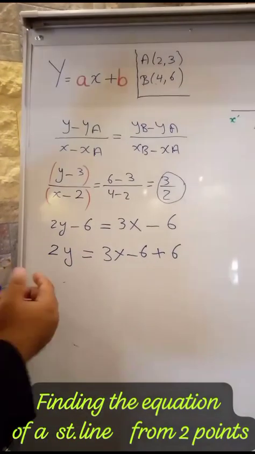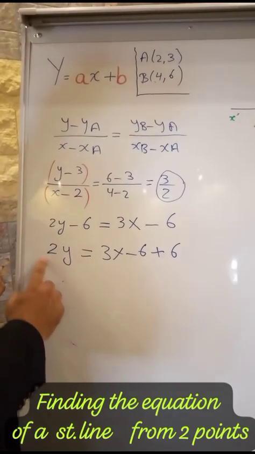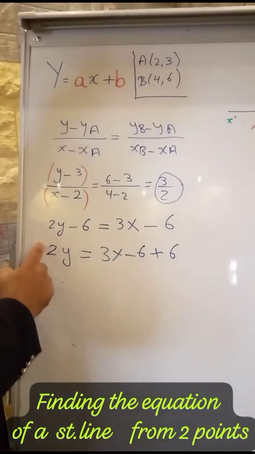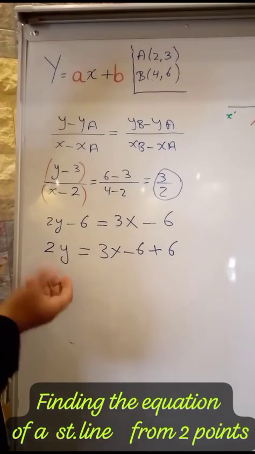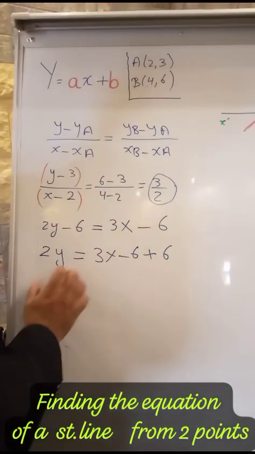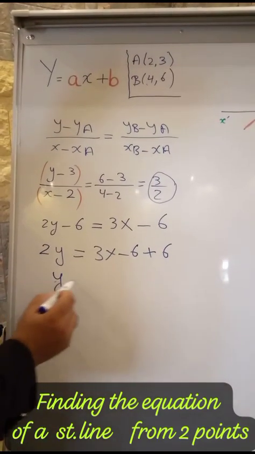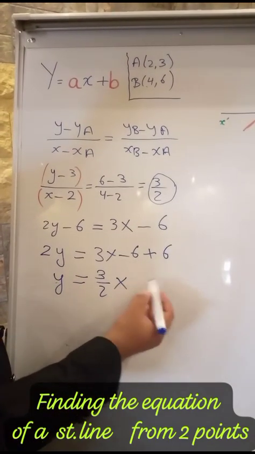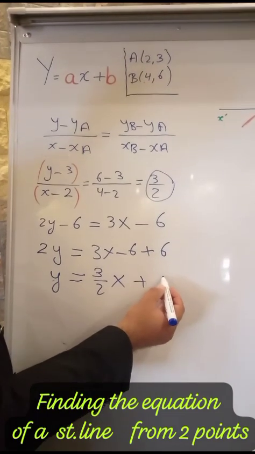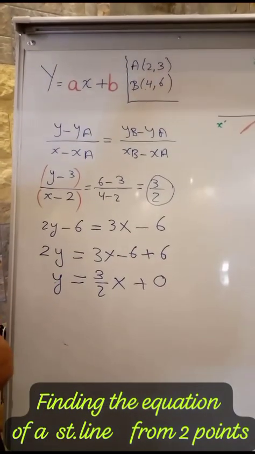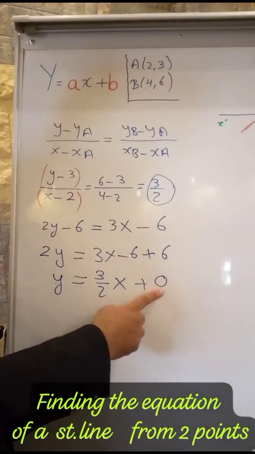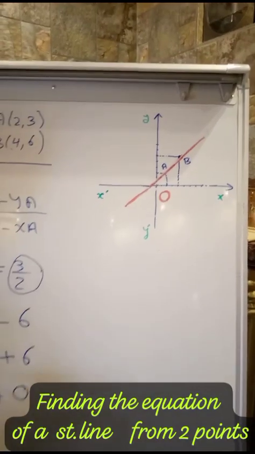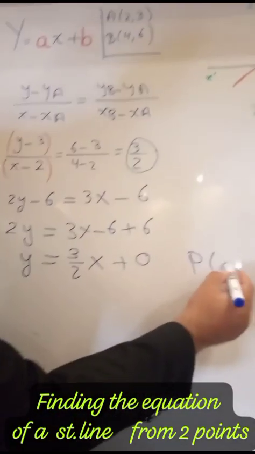So now we want the coefficient of y to be 1. So we divide the left side and the right side by the coefficient of y, this 2. So we get y equals 3 over 2 x, and then minus 6 plus 6, which is equal to 0, plus 0. So what is the result here? We have b equal to 0, which means that the straight line passes through the origin, the point 0, 0.